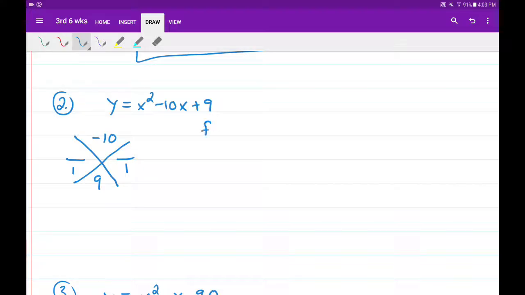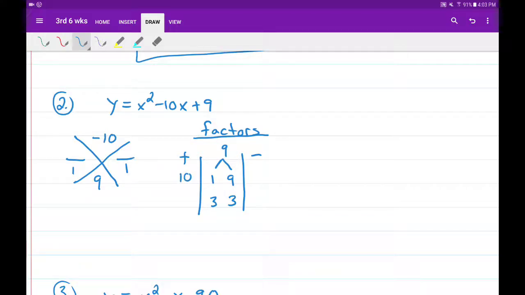All right, so for this one, I'd like to talk about factors a little bit. Get your 9 and break it down into all its factors starting with 1. So we have 1 times 9, 3 times 3, and that is it. Then I kind of separate it out. I'll put a plus on one side and negative on the other side. So I'll add the two numbers. 1 plus 9 is 10. 3 plus 3 is 6. Then I'd subtract them. 9 minus 1 is 8, and then 3 minus 3 is 0.